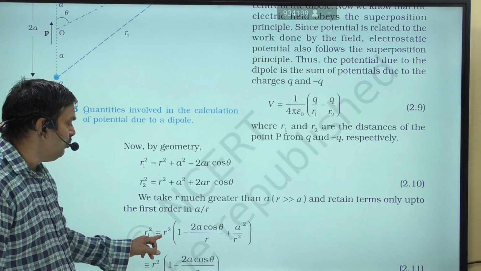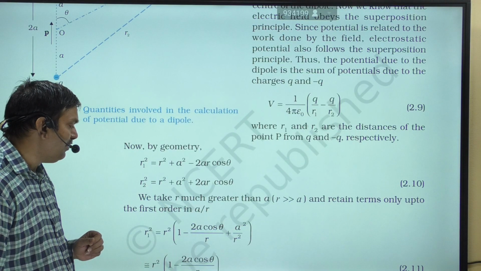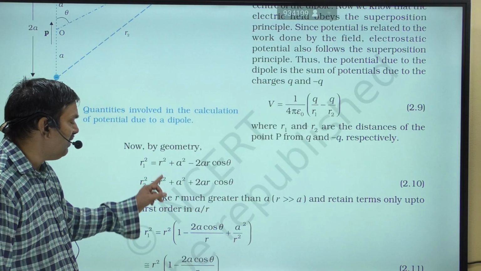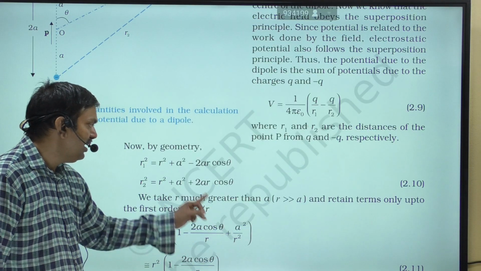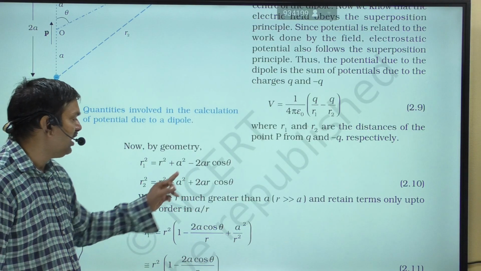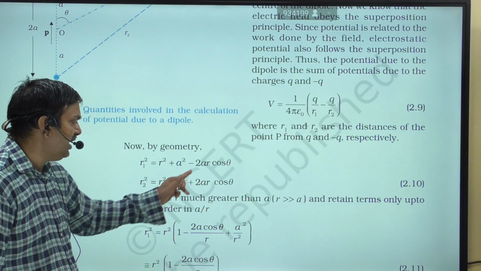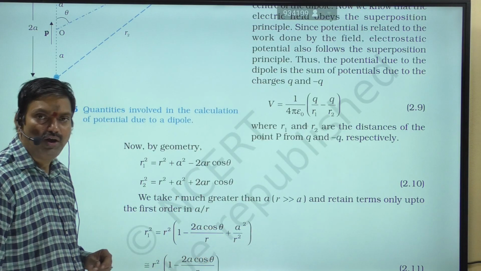r1 square is almost equal to, when you take r square as common, you get 1, and this is a square by r square, and lastly from the 2ar cos theta component, taking r square common, 2a by r cos theta will be there.